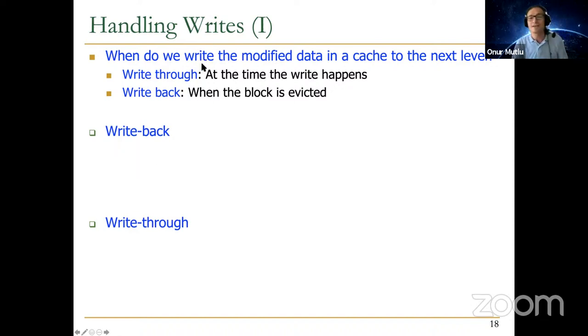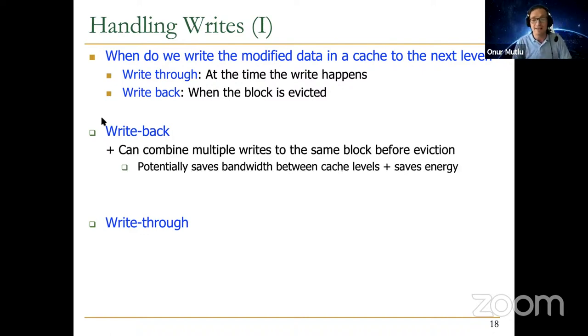clearly in a write through cache, you don't need a dirty bit, right? Because you've already written the data into all of the levels of caches, assuming all your caches are write through, but to the next level of cache, if you're looking at one level. In a write back cache, you do need a dirty bit or modified bit to specify that this block was modified so that you can write it back to the next level when the block is actually evicted, right?